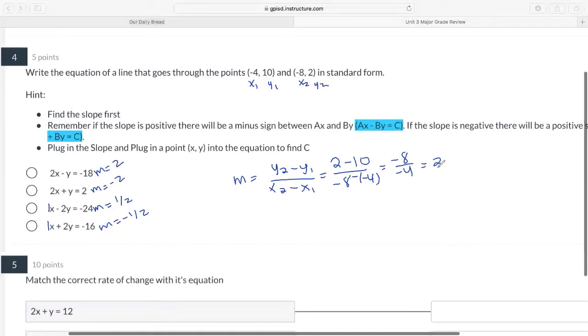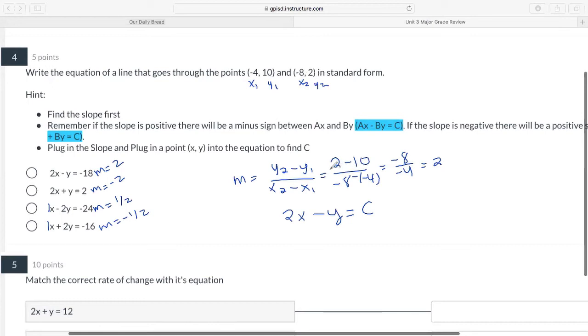Since this slope is positive 2, I know it's going to be 2x minus y equals some c value. And even though I do not have to do this for this problem, you will have to do this in the future. So I need you to know how. If I know it's 2x minus y equals some c, how could I figure out what the c value is? I have a point here, I have a point here. Could I do anything with the point maybe to find out my c value?